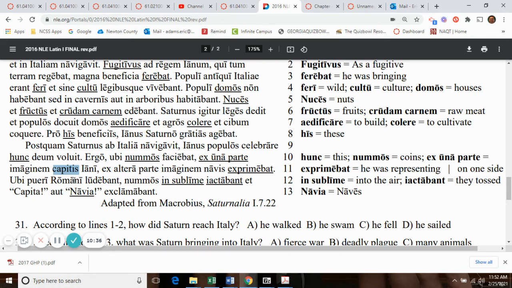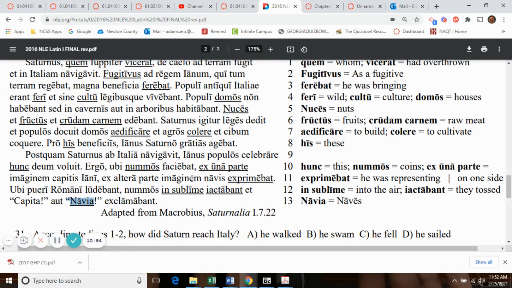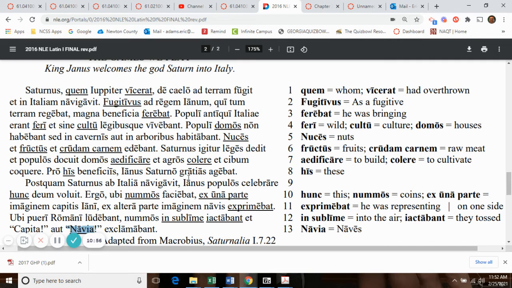And when the Roman boys were playing, ludere, we've seen that word before on NLEs, they tossed the coins into the air, in sublime, and they were shouting capita, heads, or naves, ships. So nevertheless, your final word for the quiz is in line 4, the word vivebant, from vivo, vivere, meaning to live. If somebody is vivacious, they are full of life. So vivebant, that's the final word that you're going to put.